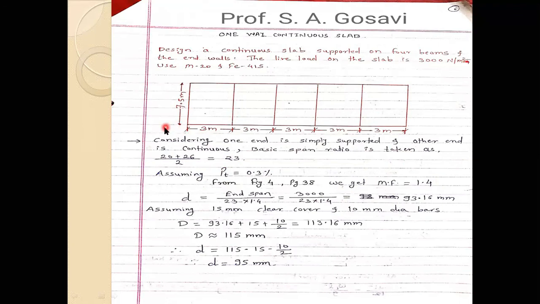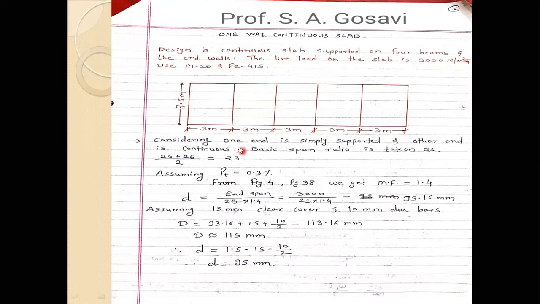At this end, the slab is not continuous. So I can assume that the slab is here, the wall is there, and the slab is resting on this wall. There is no continuity of the slab to the left hand side, so I can say that the slab is simply supported at the left hand. But if you see the right end, it is not simply supported, it is continued. The slab is continued over the right hand support.